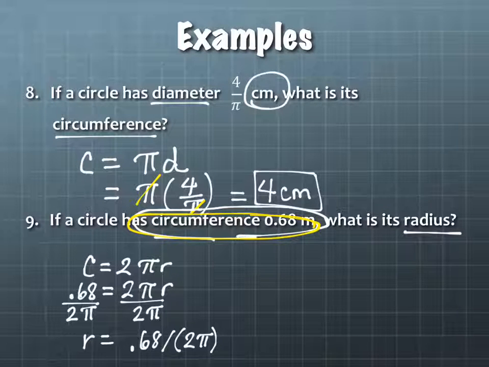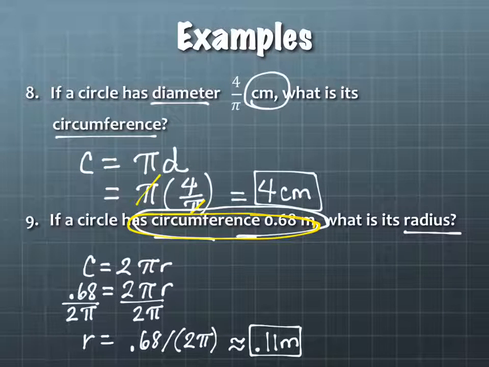Okay? So, if you put in 0.68, you divide by parentheses quantity 2 pi, what do you end up with? And we're going to do approximation with two decimal places. 0.11 meters. Thank you. 0.11 meters.